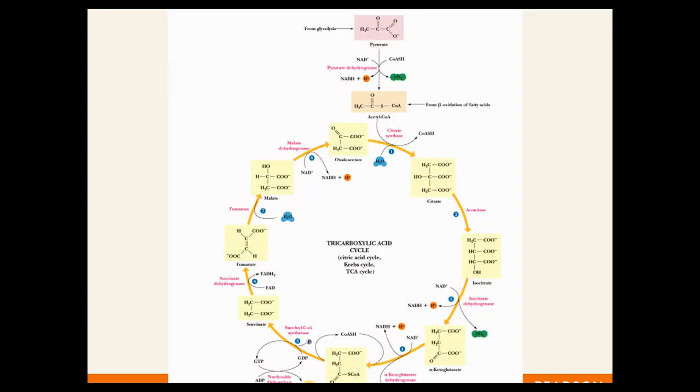I like this picture a little bit better. Here's our pyruvate dehydrogenase, formation of acetyl-CoA. See where it says beta oxidation from fatty acids? We'll do that soon. That's going to be pulling fats for acetyl-CoA. So if we need more energy from fats, then those are going to come into play here, and then this goes around. Notice some important steps.